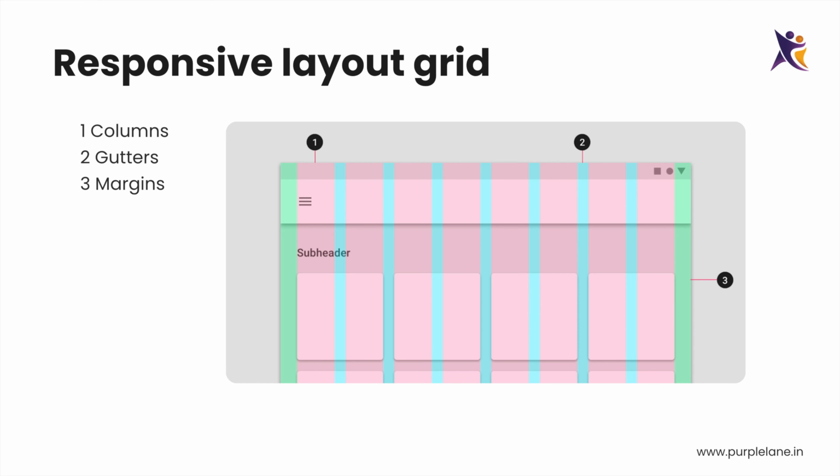So, a responsive grid allows a layout to change dynamically based on the size of the screen. It adapts to screen size and orientation, ensuring consistency across layouts in an application. A responsive grid is made up of three elements: columns, gutters, margins.